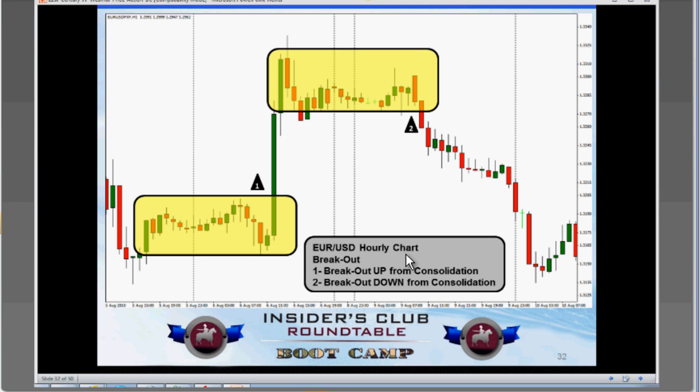Number 2, it has a breakout down from consolidation. So after the original 2 candles there on the hour chart shot up, we had some consolidation. It goes sideways. And then it broke back down. It did not sustain the move. A lot of times we call this rumor versus fact, as we go to the next slide.